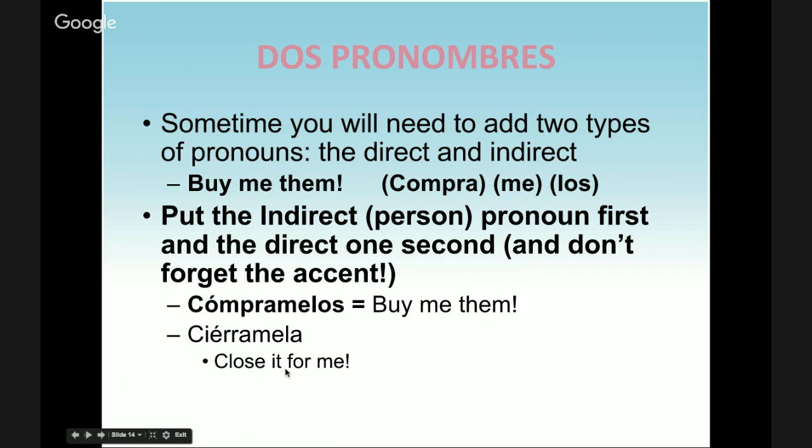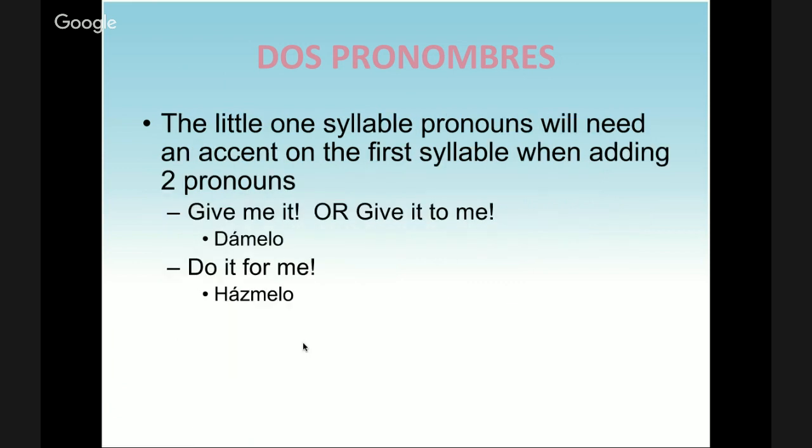Ciérramela, close it for me. Close, cierra, me, la. Ciérramela, close it for me. With the tiny words, you'll see an accent mark on these because now we have more than one syllable. Dámelo, hazmelo. You don't have to worry a whole lot about the whole accent mark thing with commands. I just want you to be aware of why they are there and to be careful of that.